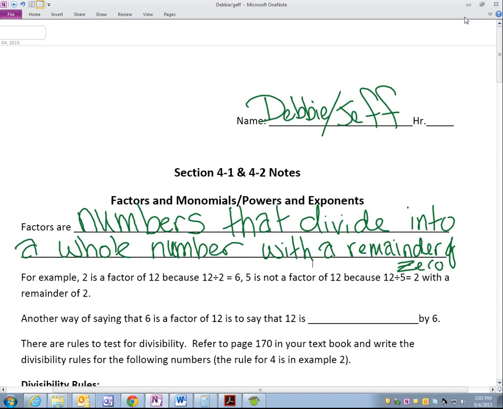Factors are numbers that divide into a whole number with a remainder of 0. For example, 2 is a factor of 12 because 12 divided by 2 is a whole number, 6. However, 5 is not a factor of 12 because 12 divided by 5 is 2, and then there's a remainder, or you'd have a decimal, or a fraction after the whole number. So you need to have a whole number.